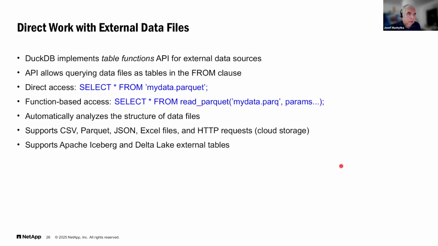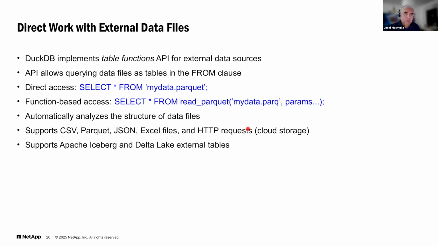And I can use data files directly because DuckDB implements a table functions API. So you can select data directly from a data file. Here is an example of Parquet format. If those names are standard and can be recognized based on extension, it can be addressed this way, or if you need to use some non-standard name or some additional parameters, there are always reading functions.